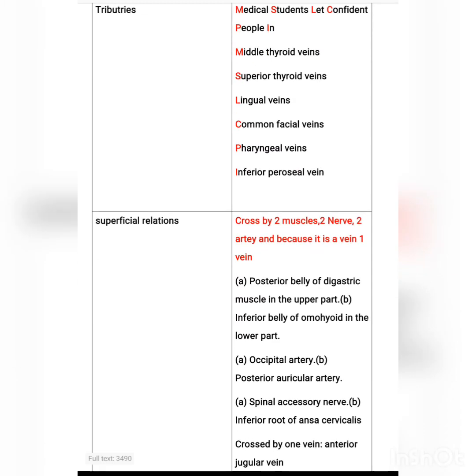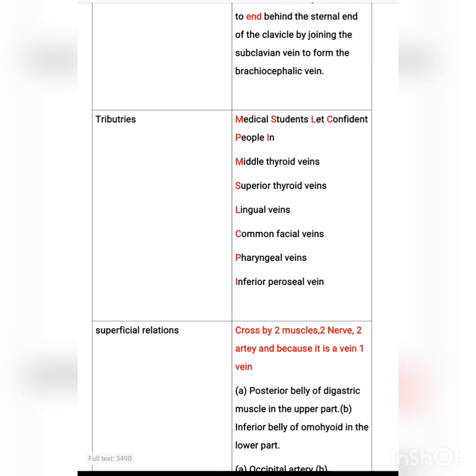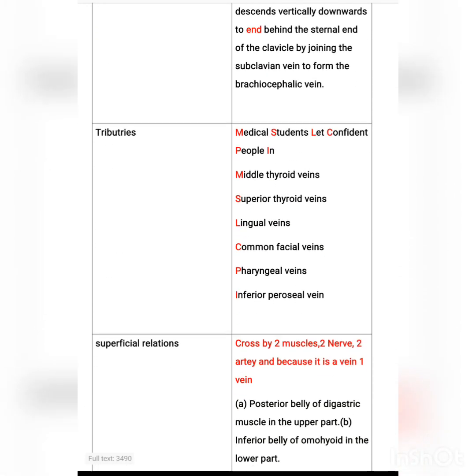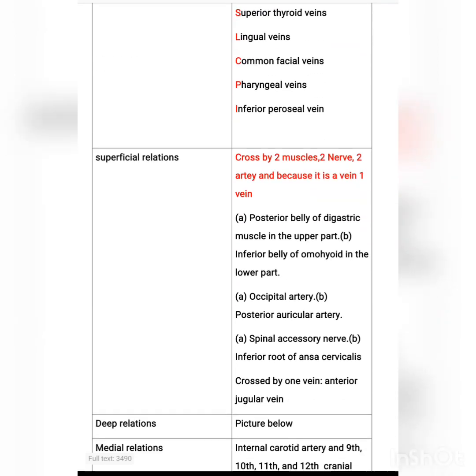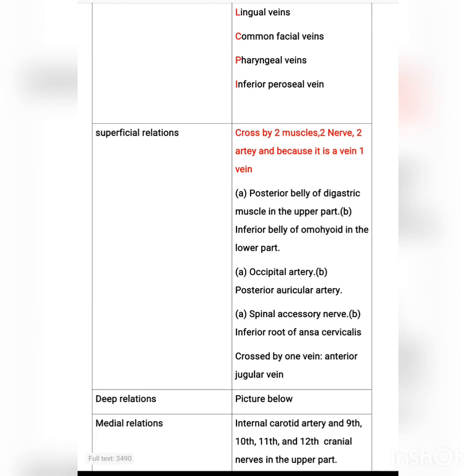So the relations of this internal jugular vein can be the superior relations, the deep relations, and the medial relations. The superior relations can be remembered with the rule of two: it is crossed by two muscles, two nerves, two arteries, and because it is a vein, it is crossed by one vein. So rules of two except vein. The two muscles are the posterior belly of the digastric muscle in the upper part and the inferior belly of the omohyoid muscle in the lower part.